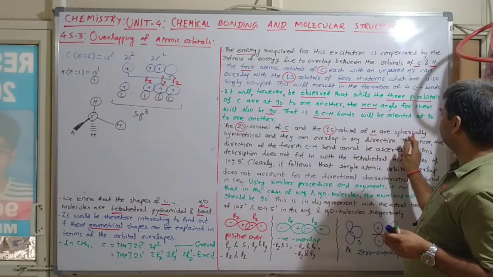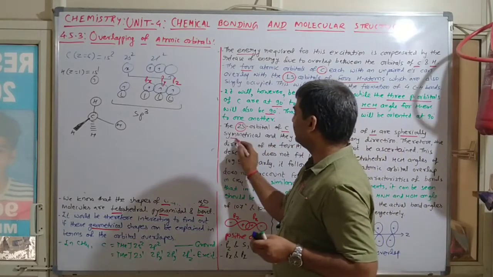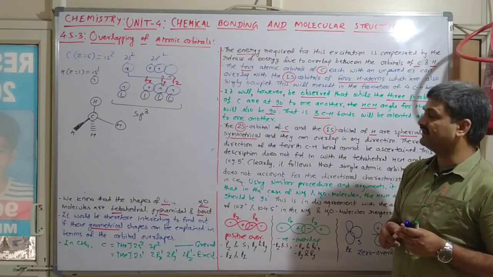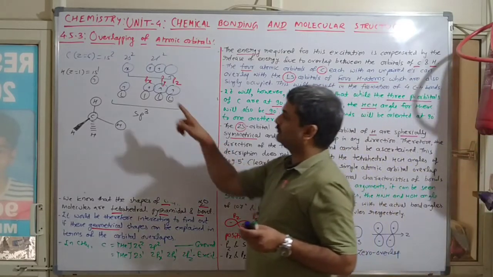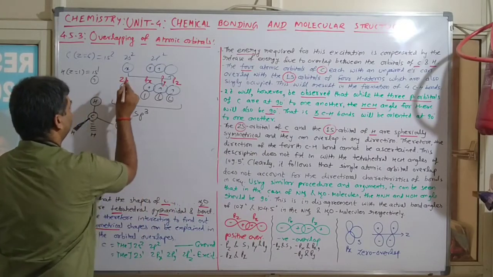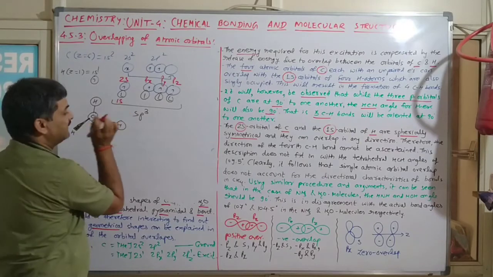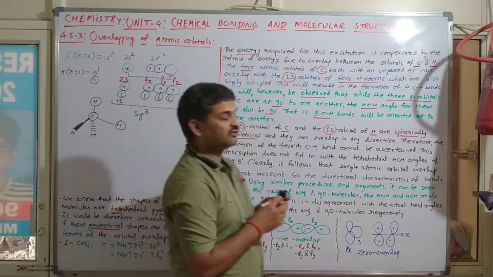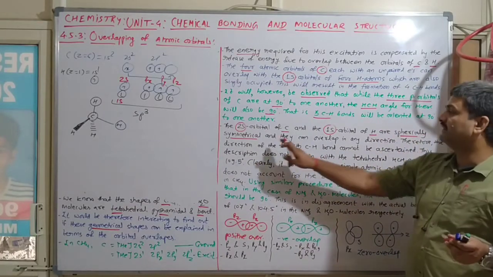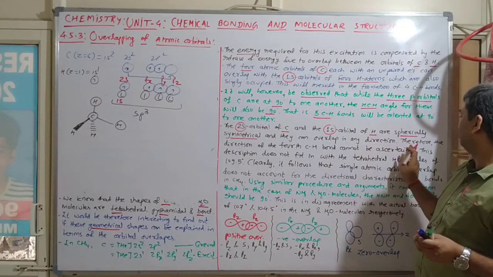अब देखो, so here we can say that the 2s orbital of carbon and 1s orbital of hydrogen are spherically symmetrical. So why is it spherically symmetrical? Because the shape of an s orbital is spherical in nature. So the 2s orbital of carbon and the 1s orbital of hydrogen, है ना? are spherically symmetrical and they can overlap in any direction.